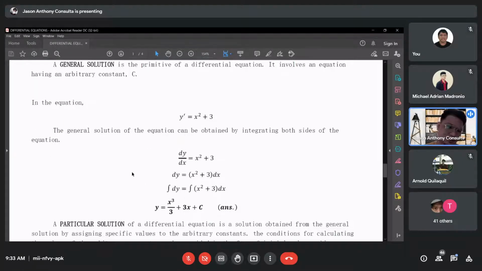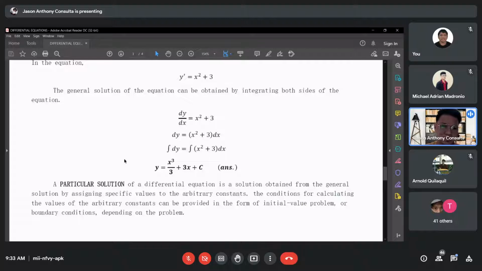Okay? So, very good. So, dito naman sa particular solution, it is a solution obtained from general solution. Okay? So, nakuha nyo na, marunong na kayo kumuha ng general solution. So, pag particular solution, we are going to assign specific values to the arbitrary constant. So, the conditions for calculating the values of arbitrary constant can be provided in the form of initial value problem or boundary conditions depending on the problem.